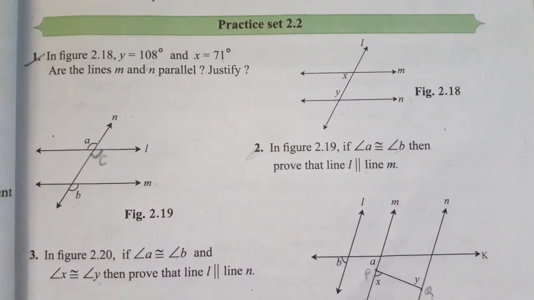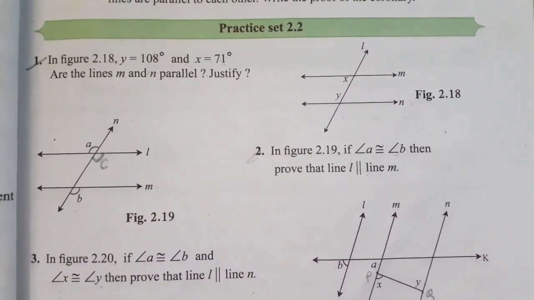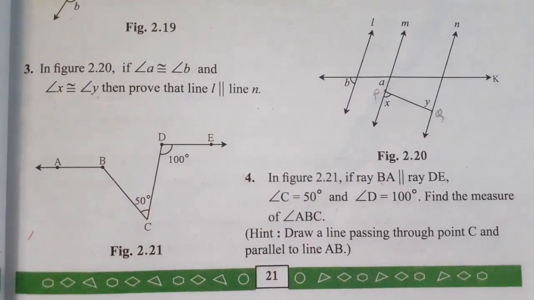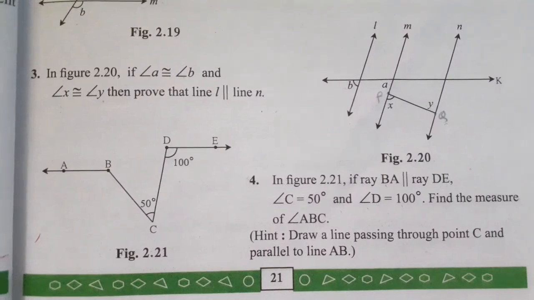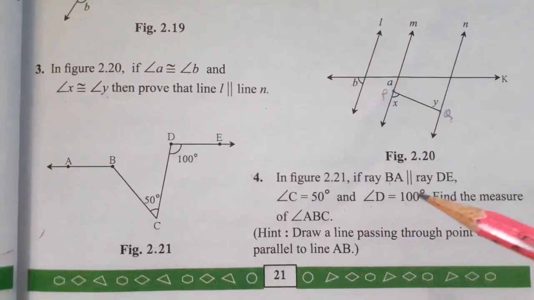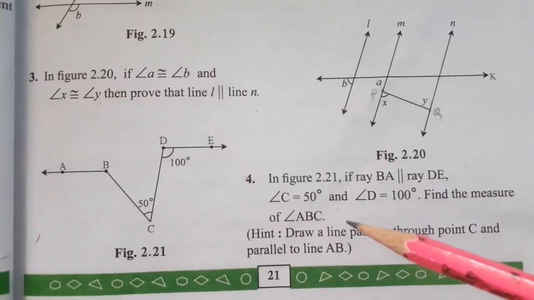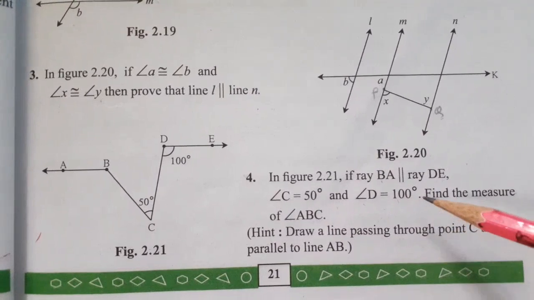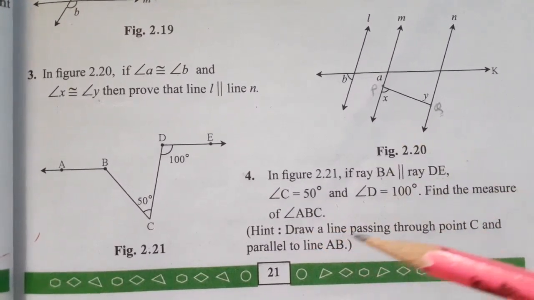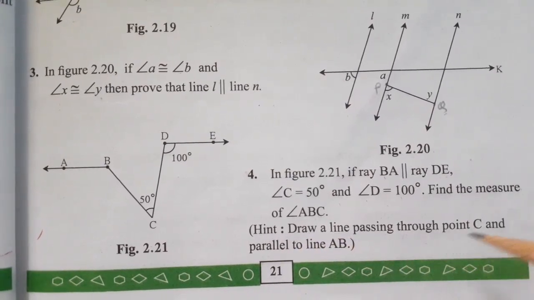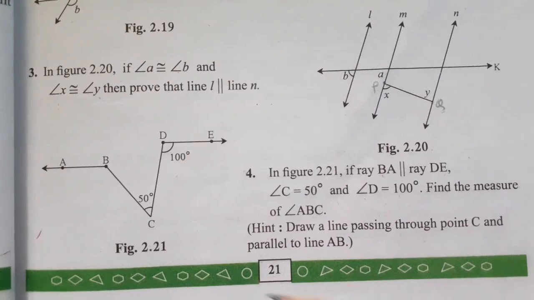In last lecture, we started practice set 2.2 and solved the first three examples. Now, example number 4. In figure 2.21, if ray BA is parallel to ray DE, angle C is 50 degrees and angle D is equal to 100 degrees, find the measure of angle ABC. The hint is there: draw a line passing through point C and parallel to line AB.